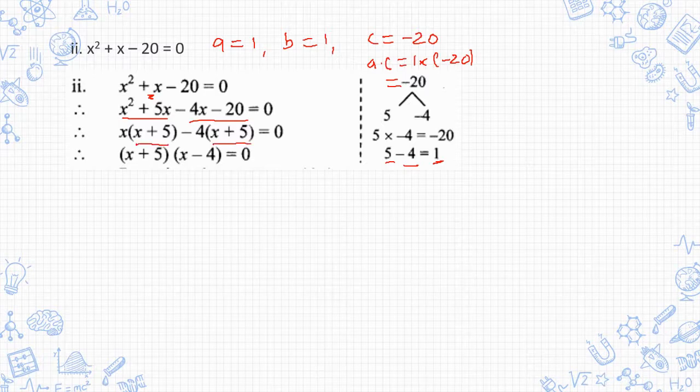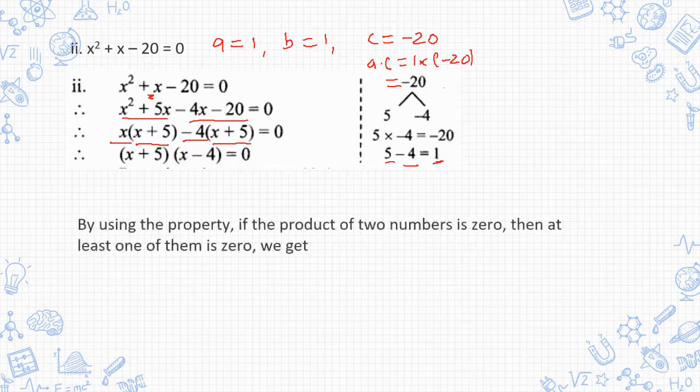So you write it once, x plus 5, and the second factor x minus 4. So you write x minus 4 equal to 0. So the two factors you have here are x plus 5 and x minus 4 equal to 0. Similarly, we'll use the property: if the product of two numbers is 0, then at least one of them is 0. So you can either say x plus 5 equal to 0 or x minus 4 equal to 0.